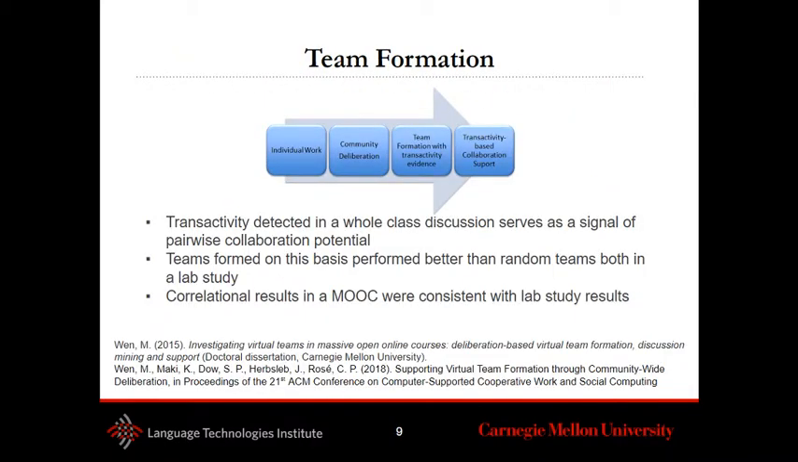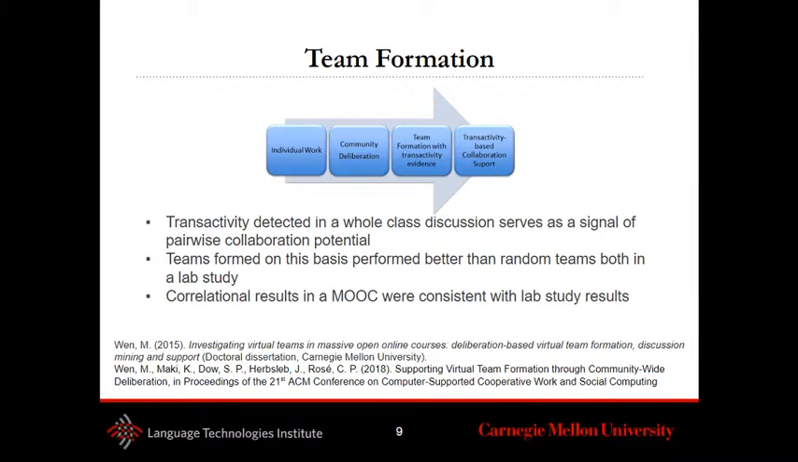Now, since there seems to be a tight connection between the occurrence of transactivity and its social underpinnings, you could see the expression of transactivity as potentially indexing these social conditions. And therefore, you might use the observation of transactive exchange as a signal for collaboration potential between the individuals interacting together transactively, and therefore it might form the basis for a team formation paradigm. And in fact, in Miao Miao Wen's dissertation work, this is exactly what she did.